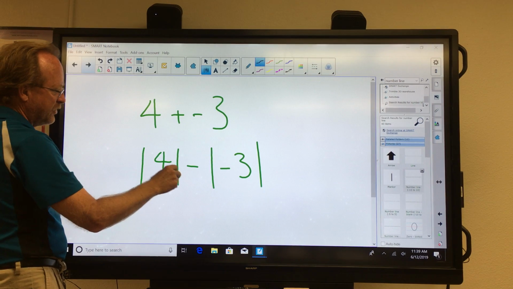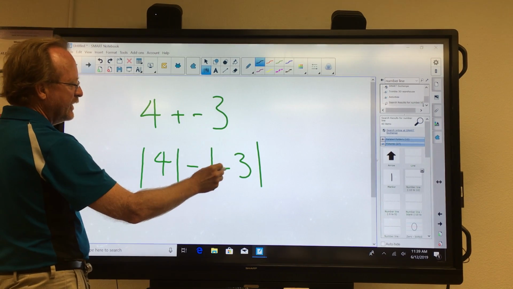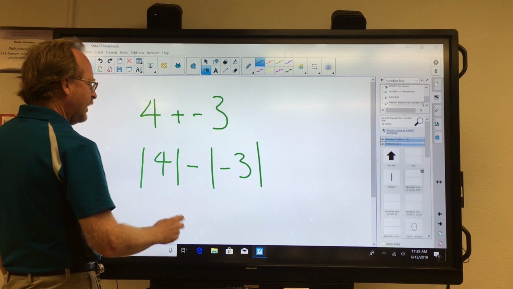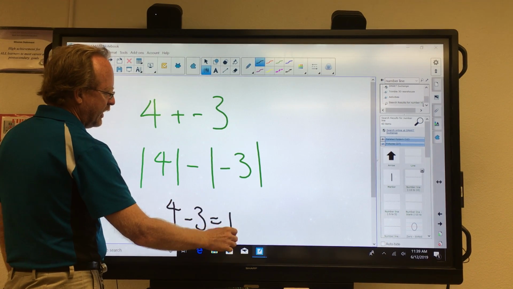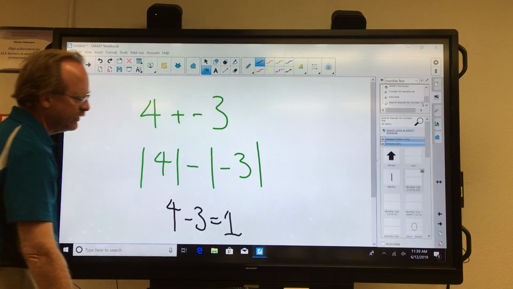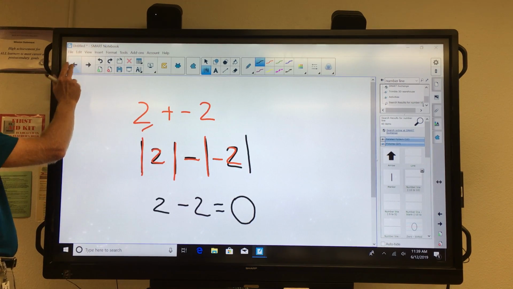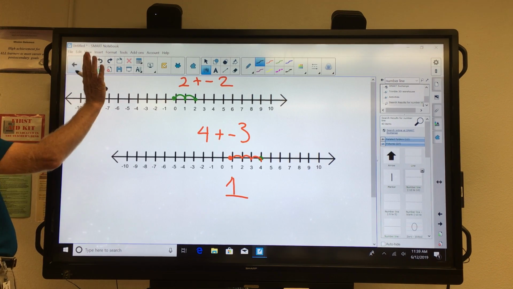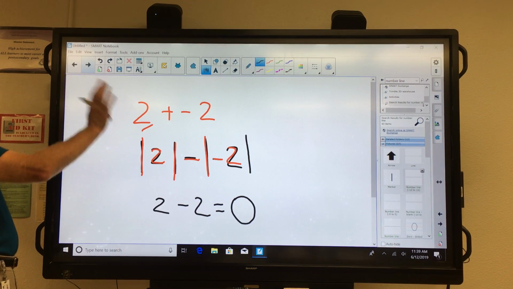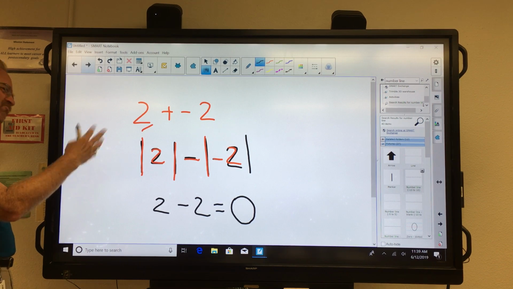Another example, absolute value of 4 minus -3, and so we have 4 minus 3, and that gives me 1. So again, you can see that that works just like the number line. So it's a different method. If you like it, great. Like I said, if you're not exactly comfortable with it, yeah, use a number line.